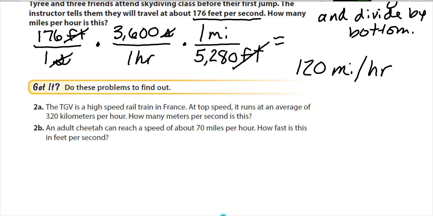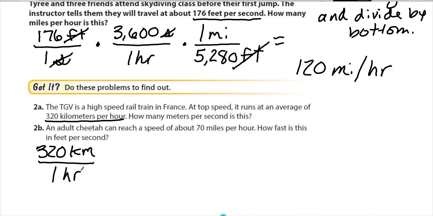All right, so let's take a look. We got the unit rate right here, 320 per hour. So that's our starting point. 320 kilometers, km in case you forgot, and then per hour, so 1 hour. Now I need to change this into meters per second.